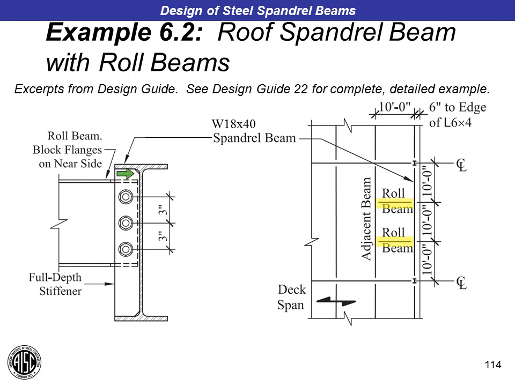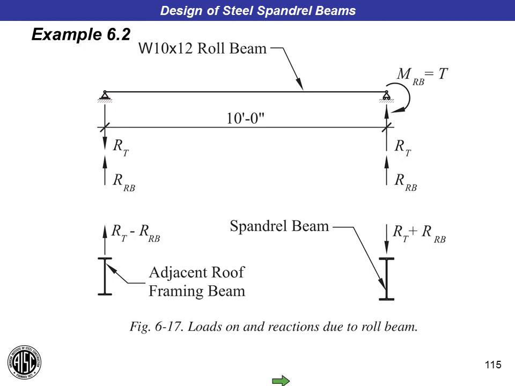They're depressed from the top flange, so we don't have to cope out the top flange, but we do have to strip the flange from one side. We've got a full depth stiffener and some bolts that we have to design for the moment that's imposed on the roll beam. So in this case, we've got the torsional force that we have to apply to the end of the roll beam, and that results in reactions on the inboard adjacent roof beam as well as a downward load on the spandrel beam.